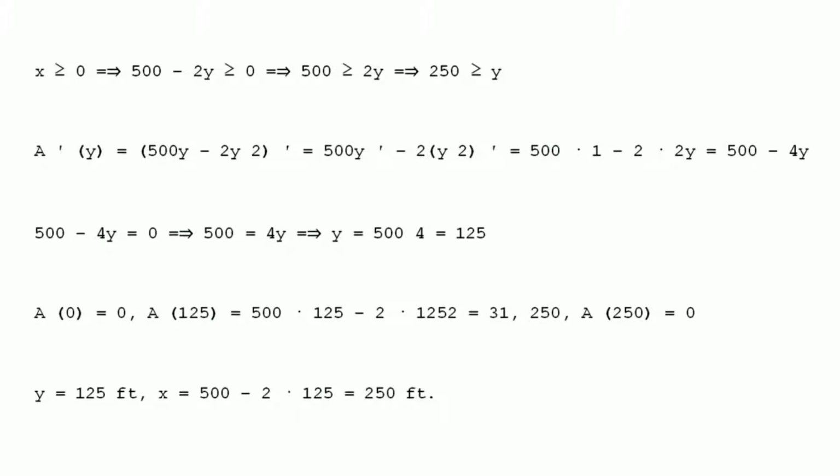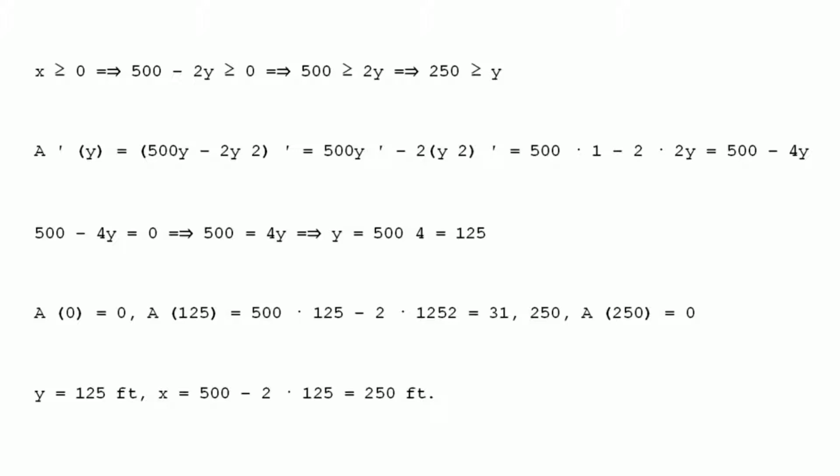Then, x will be greater than or equal to 0. Substitute the value of x, which is 500 minus 2y. Then it will be 500 minus 2y is greater than or equal to 0, so 500 is greater than or equal to 2y. Then you will get 250 is greater than or equal to y. This will be your basis to prove that the values are right.